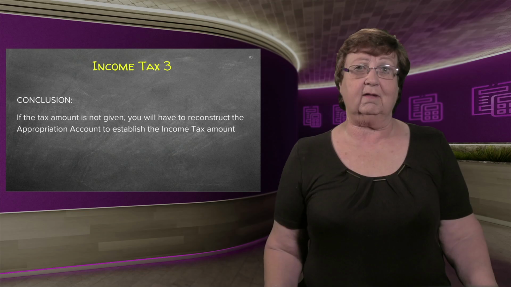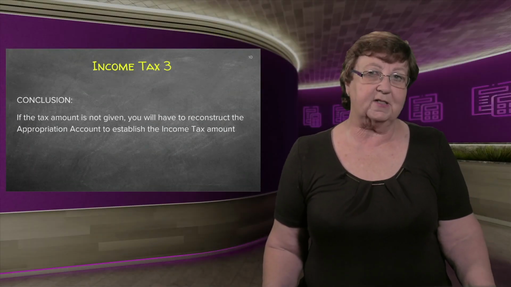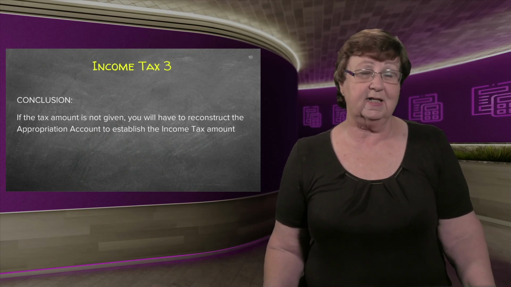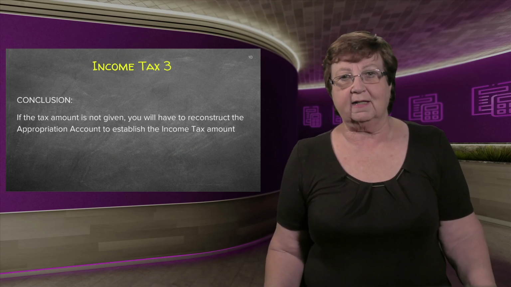If the tax amount is not given, you will have to reconstruct the appropriation account to establish the income tax amount. We've recently been dealing with the appropriation account, and you would know that on the debit side we would have income tax, ordinary share dividends, and retained income. And on the credit side, we'd have our net profit, which came from the profit and loss account, plus our retained income from last year. So the credit side would be larger, and so you'd subtract the two debit amounts, namely ordinary share dividends and retained income for this year, and there you would have your amount of income tax.